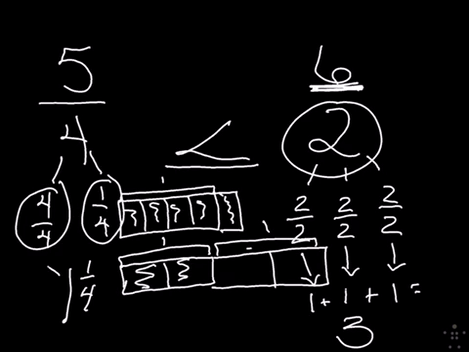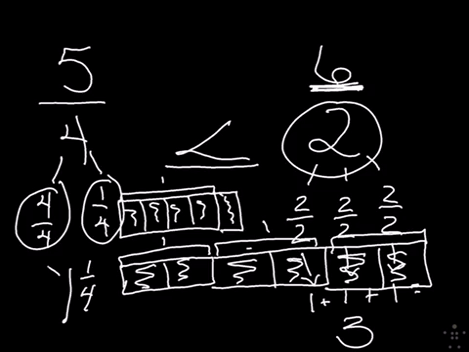4 halves. Zoop. 5 halves. 6 halves. So 1, 2, 3, 4, 5, 6 halves. Obviously, this one right here is larger because it took up a lot more space. But remember, they're the same size to start.